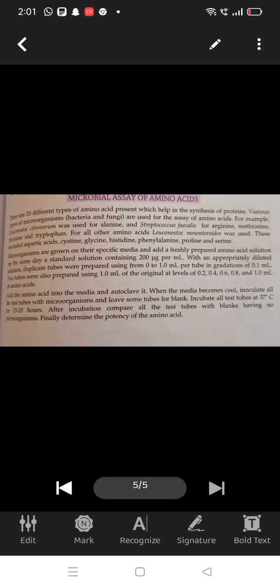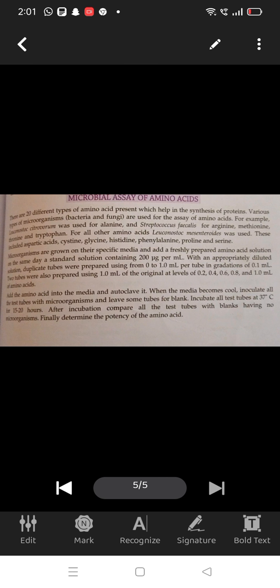Next, coming to the assay of amino acids. There are 20 different types of amino acids at present, and various amino acids like alanine, arginine, methionine. All these have specific types of species, and for all amino acids, Leuconostoc mesenteroides was commonly used. This included aspartic acid, histidine, phenylalanine, proline, serine.